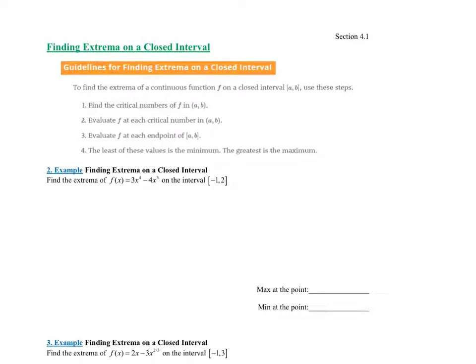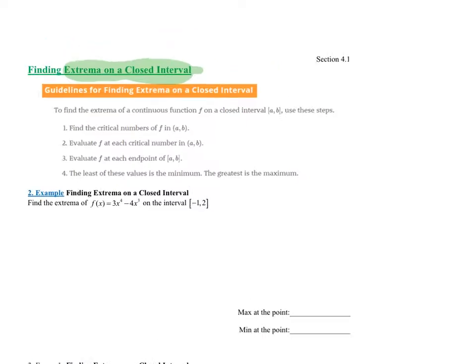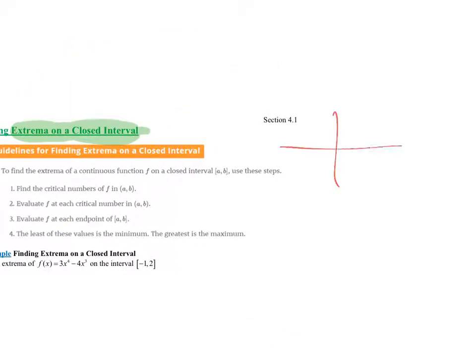So we find extrema on a closed interval. Very important that you know this is a closed interval. So we're talking about a continuous function on a closed interval. I don't care what that function looks like, right? But there is a closed interval a and b.